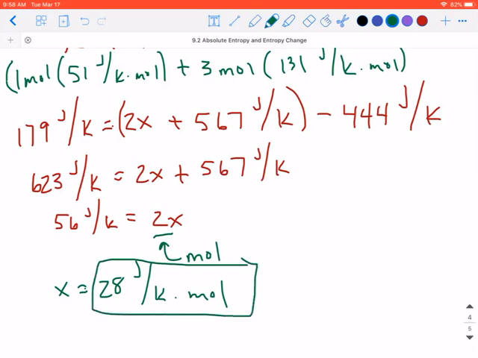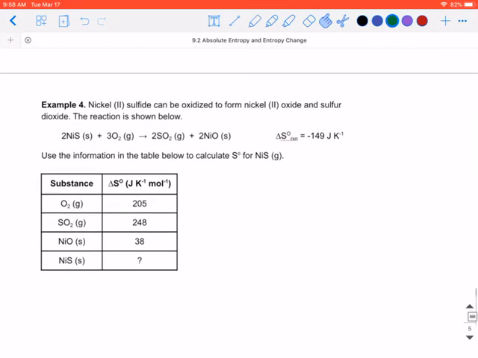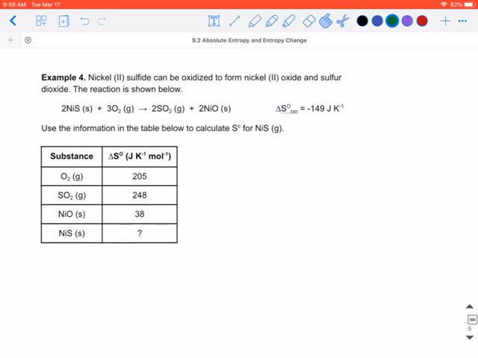All right, so why don't you guys go ahead and pause the video and complete example 4, and then hit play when you're ready. All right, so last example of the day. You guys are doing great. So this time I have nickel 2 sulfide being oxidized to form nickel 2 oxide and sulfur dioxide. So in this one, it wants us to calculate the standard entropy of nickel 2 sulfide.